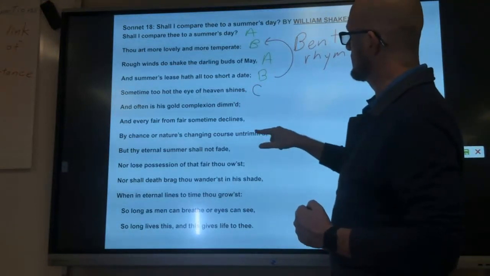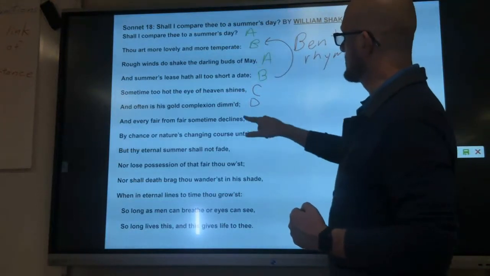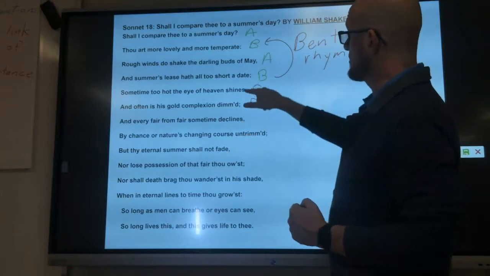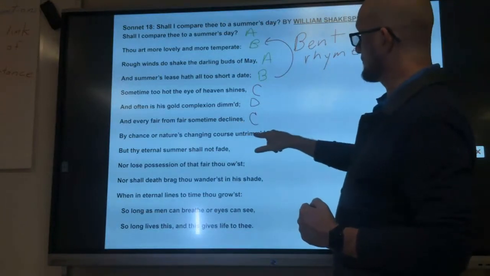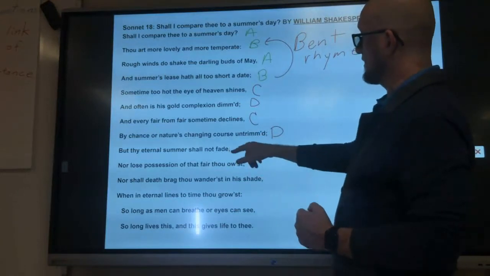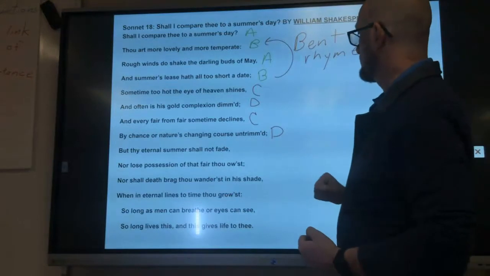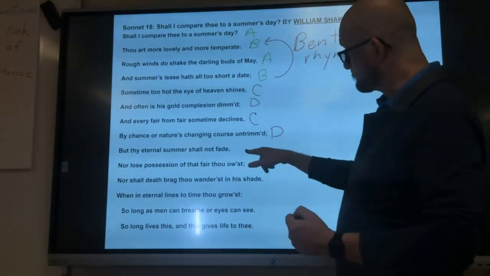We move on to shines. That's C. Dimmed doesn't rhyme with anything above it. That's D. Declines rhymes with shines. Untrimmed rhymes with dimmed. Then we move down to fade. That's the end of a quatrain right there. That 4-line grouping that Shakespeare likes to do.